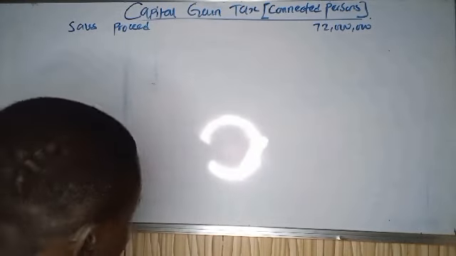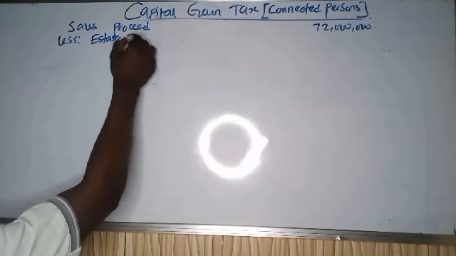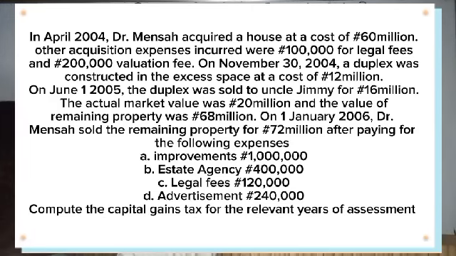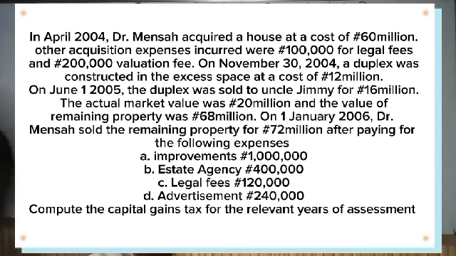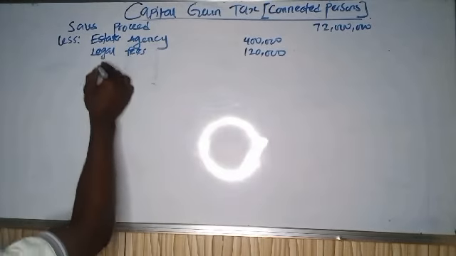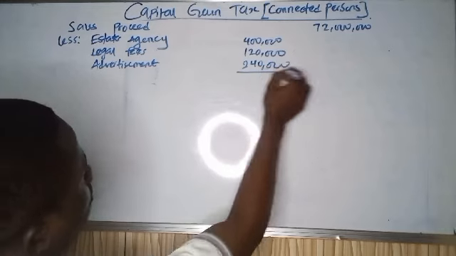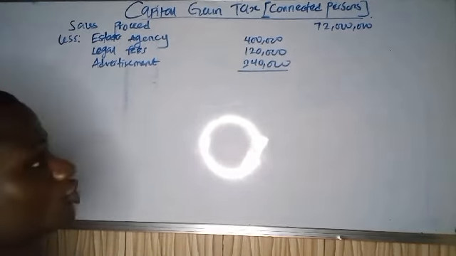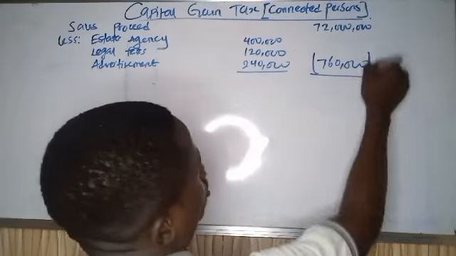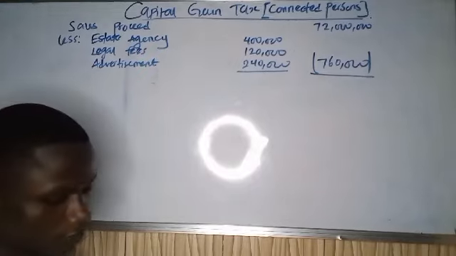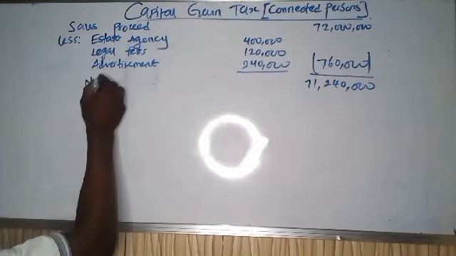But the expenses we spent to be able to sell off this asset, we have less: estate agency of 400,000, legal fees of 120,000, and advertisement of 240,000. If you sum everything up, you will get 760,000. So for you to get your net sales, you will subtract 760,000 from 72 million, and that will give us 71,240,000. This amount we get now is our net sales.